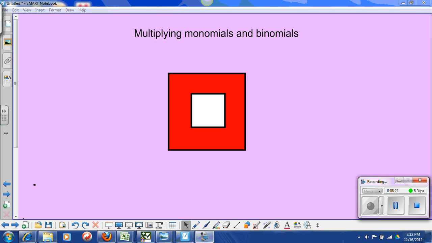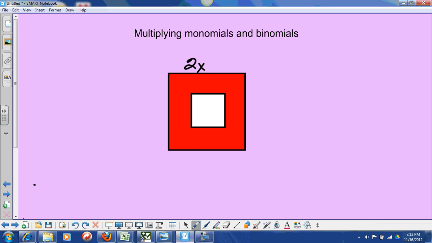Let's look how we would use this in geometry. We want to find out the area of this red rectangle, but there's a hole in the middle of it. So let's say that this side is 2x, and this is 3x plus 1. Inside, let's make this x plus 1, and this side will be x plus 3. Hope you can see that good enough.